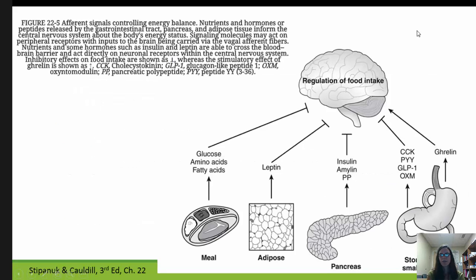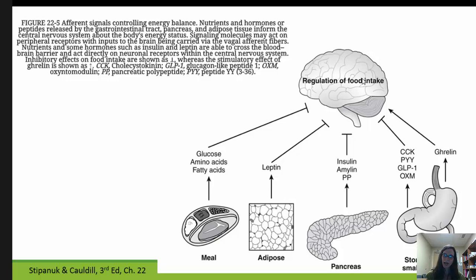So here's another graphic from your book that I thought was really good. Basically the take-home message here is that there are many signals that come from your adipose, pancreas, and GI system. These can be nutrients from your food, and these can be hormones, and all of these together impact the regulation of food intake that is perceived in the brain, and that then regulates this hormone cascade, which is going to impact our food intake level and our energy expenditure.